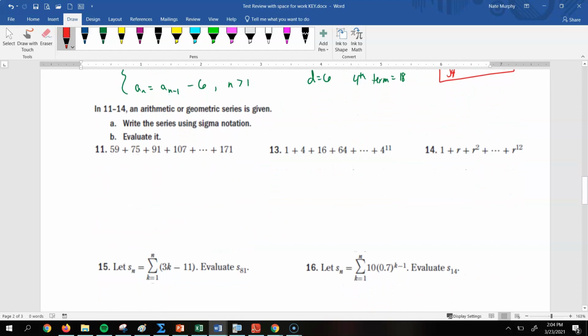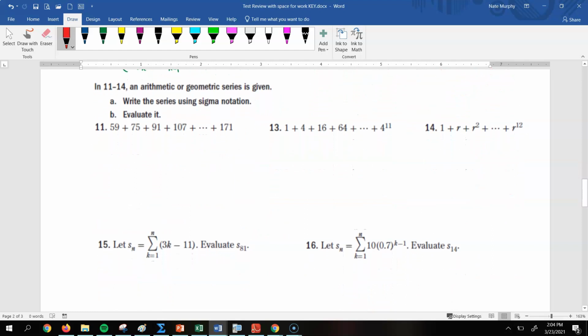All right, let's look at number 11. It says an arithmetic or geometric series is given. Write the series using sigma notation and then evaluate it. So for each of these, we need to figure out first, what do they represent? Do they represent a geometric or arithmetic series, and then give the right formula for it?